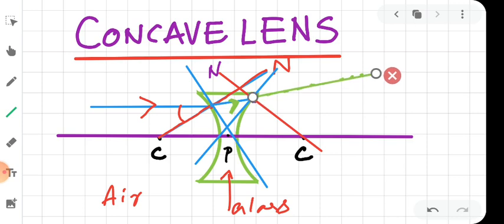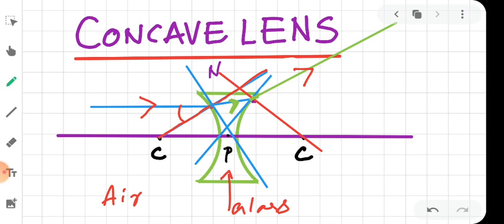rarer and should deviate. See, this time the normal is not this. Let me just erase that normal so that you don't get confused. So this is our normal, this purple one is our normal. So what happens? The light ray, this is the undeviated light ray, and from denser to rarer it should go away from the normal. And that is your emergent ray.